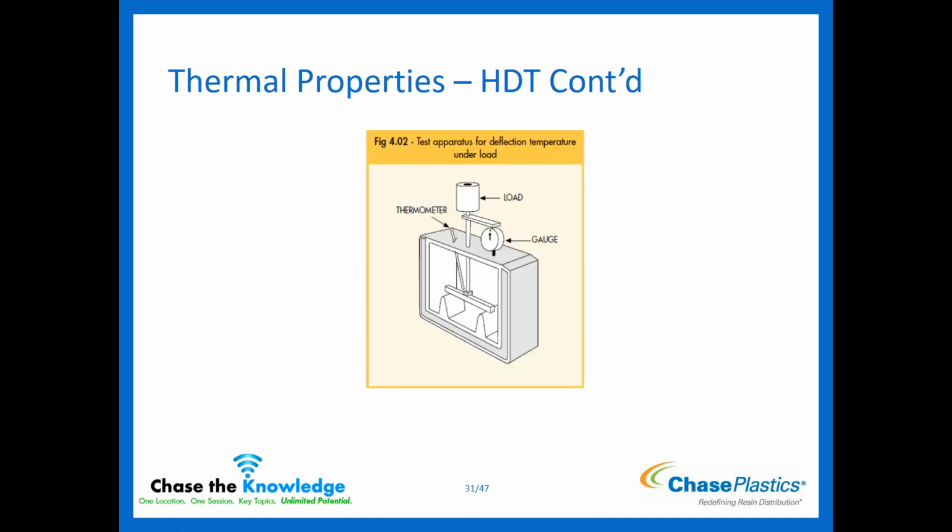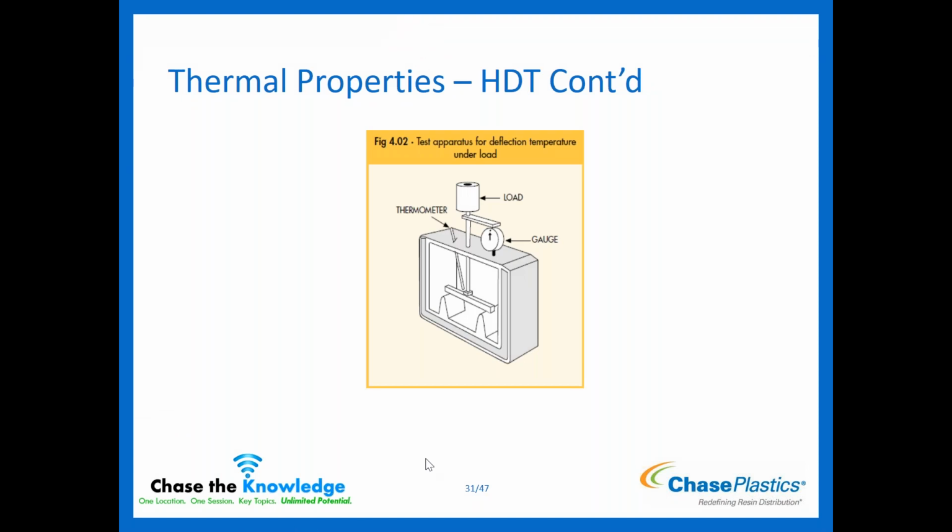So what does that look like in a machine itself? When you have your little part here, this is your plastic bar, the load's put up here. So again, either the 66 or the 264, and then you have the thermometer. It's slowly raising the temperature. Once it deflects, it's going to take the temperature. That's the value that you're given. So that's how you do your HDT testing.